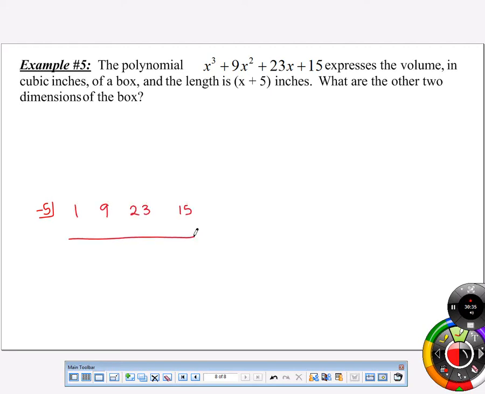So somebody tell me what her rationale is for doing this. What is she doing by doing this? Damien? Last number would be 0. Okay, so first she's trying to say, well, it says that x plus 5 is one of the dimensions. Is it a factor of this? Can I factor it out and try and get closer to the other dimension? So let's check and see.